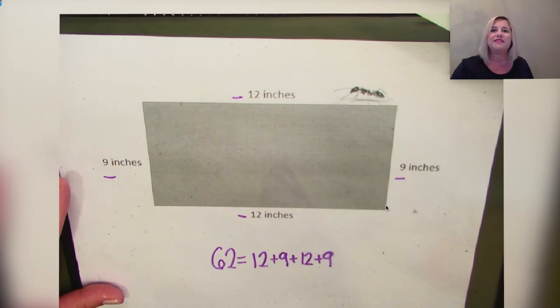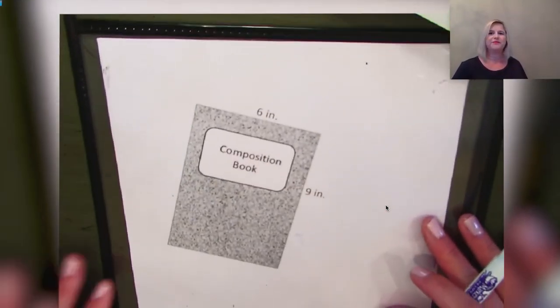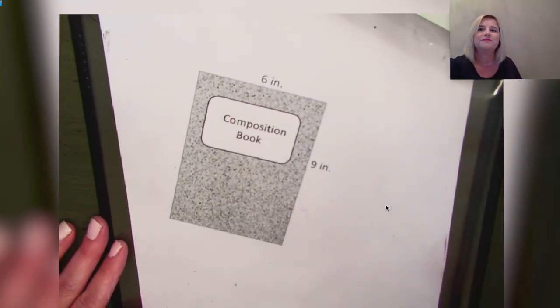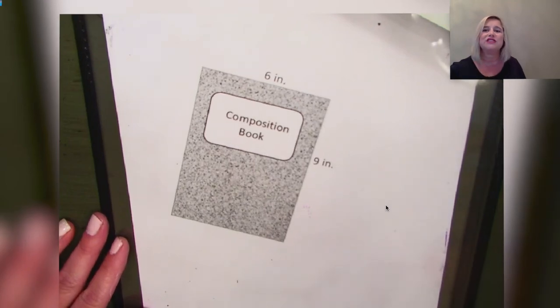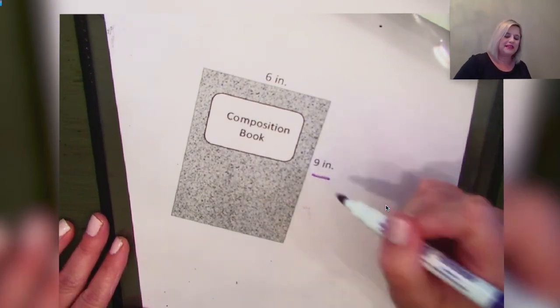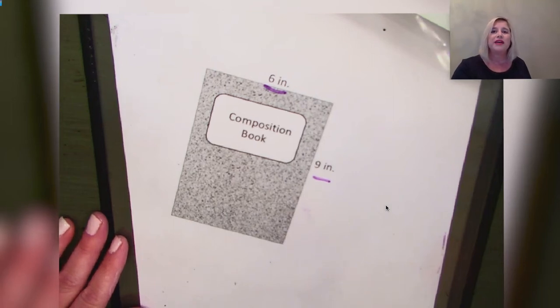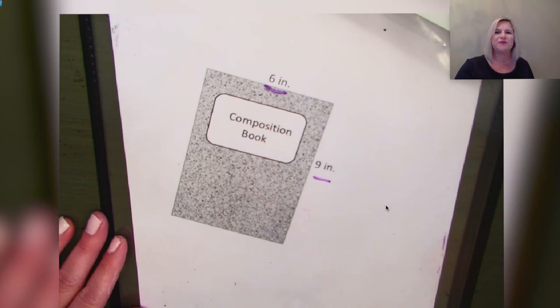Let's figure out the distance around the front cover of this book. Please draw and label this. The book is 9 inches long and 6 inches wide. The distance around the whole book is 30 inches. Let's think. Will I add or subtract? And how do you know? Let's write the equation underneath your model together.